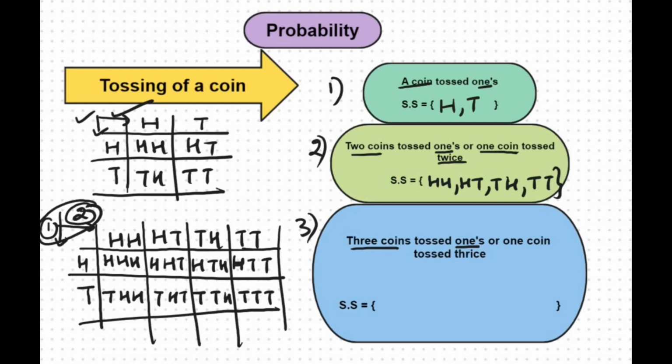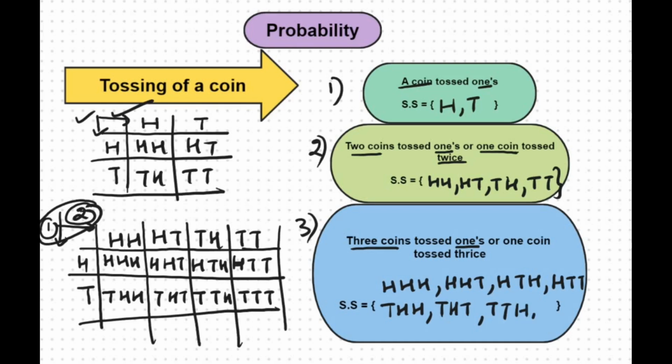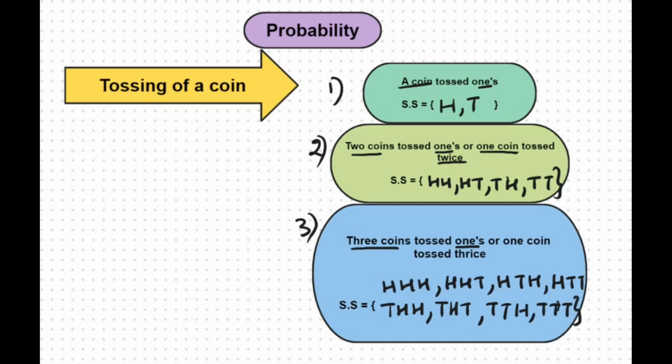So the sample space consists of triple head, 2 heads and a tail, head tail head. This means that on the first coin we find head, on the second coin we find tail, on the third coin we find head. And the fourth outcome, head tail tail, then tail head head, tail head tail, tail tail head, and triple T. So we saw how the sample space is written.